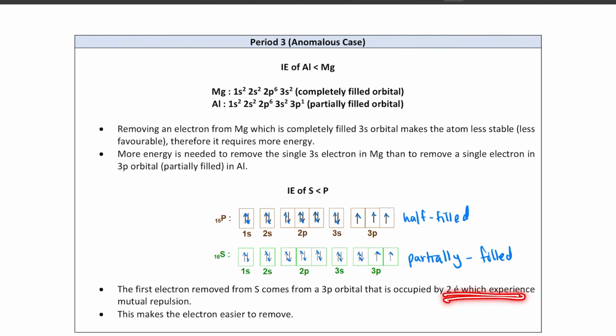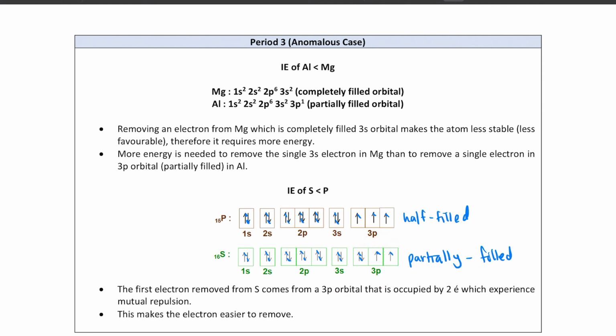Kalau kamu tak nak guna this kind of explanation, you can also use the same explanation as before lah. Okay, that's mean you can say that it is easier to remove electron from the 3p orbital in sulfur because the orbital is partially filled and unstable lah compared to half filled yang stable ini.